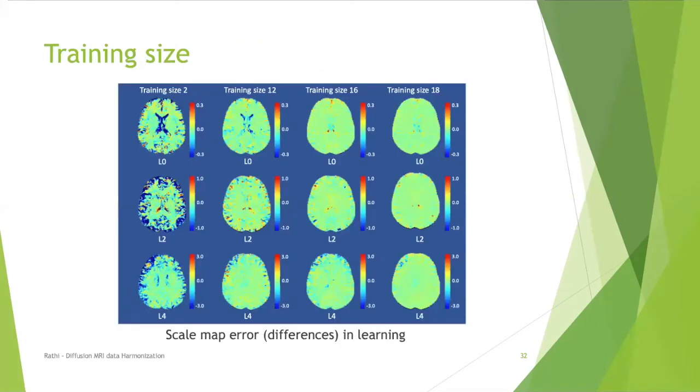To show this more pictorially, this is the error between the scale map when you use different numbers of training data sets. So what you see is, for each column, a different number of training data sets.